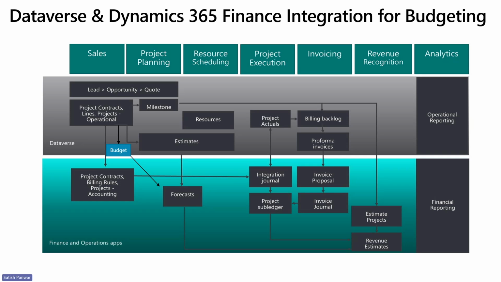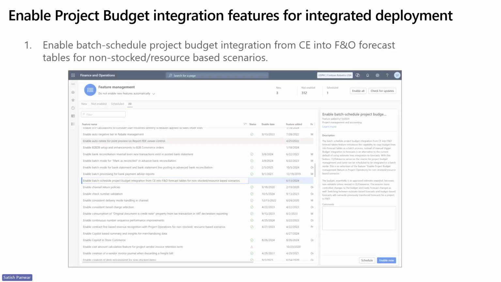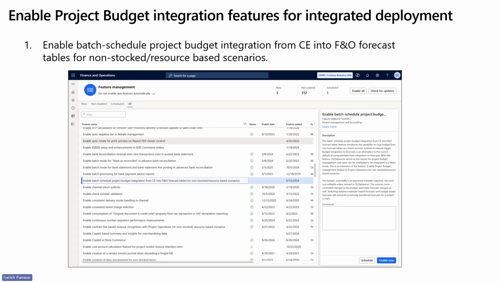We did not disrupt this particular area too much. The reason being there are downstream integrations built by our customers and existing partners based on the forecast tables. We just introduced another option of bringing the budget lines along with the estimates with a new forecast model called budget. These are behind two features right now. Enable project budget integration in project operations, and if you want to run this in a batch schedule, you need to enable this feature as well.